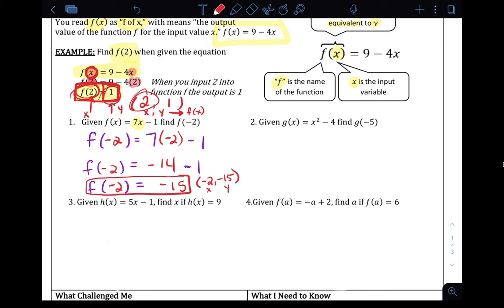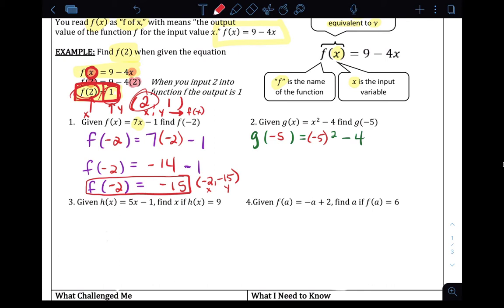Let's try another one. So in this one, g of x equals x squared minus 4. They're asking us to replace the x with negative 5. So I'm going to go to the right side of my equation and I'm going to replace that x with negative 5. Again, when I replaced that x with a negative 5, I'm using parentheses.